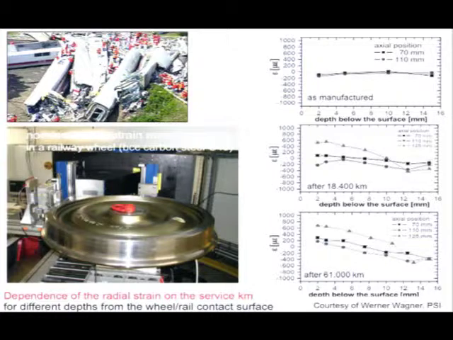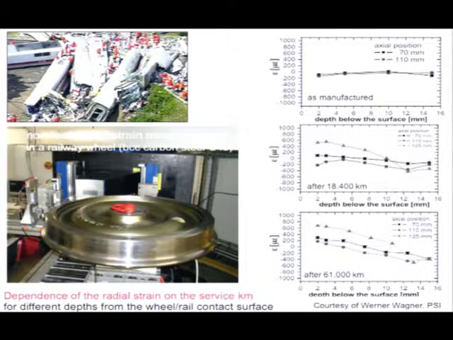The equivalent of a National Transportation Board in Germany was looking at what they believe the crash was caused by: the cracking of this wheel hub after so many years of service. So the idea is to look at the residual strain distribution at different spots in the wheel hub and see how they develop as a function of service. Here it shows 3 curves. The details are not that important, but what's really important are the legends here. This is strain as a function of depth below the surface as manufactured, after 18 kilometers and after 61 kilometers. And you can see there's a dramatic change in the strain profile.